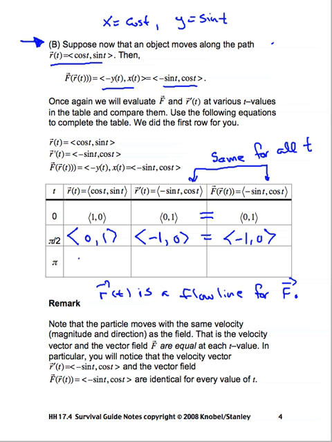When t equals pi, the cosine of pi is negative 1. Sine of pi is 0. R prime of pi would be 0 comma minus 1. And then this would be 0 comma minus 1. And this is true for all values of t. So in fact, this second flow line, and by the way, if you actually parameterize this, what you'll get is a circle centered at the origin in a counterclockwise orientation.